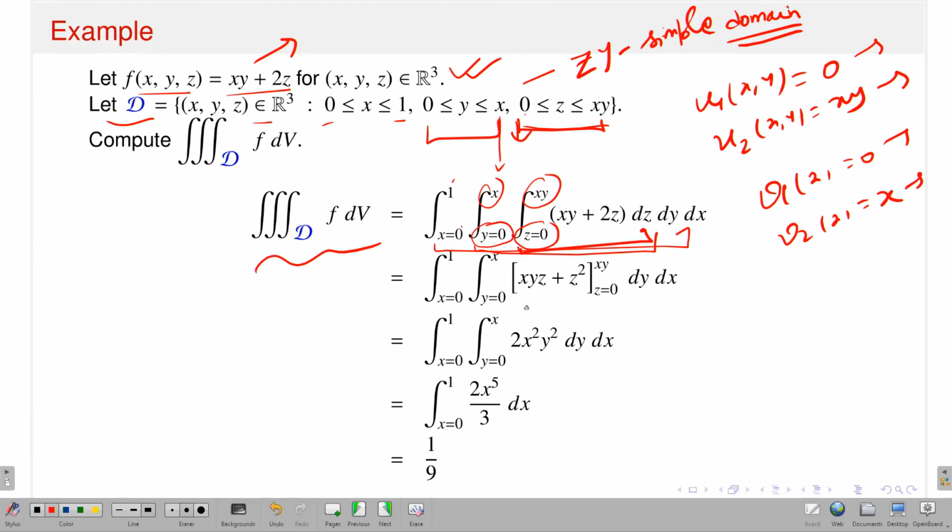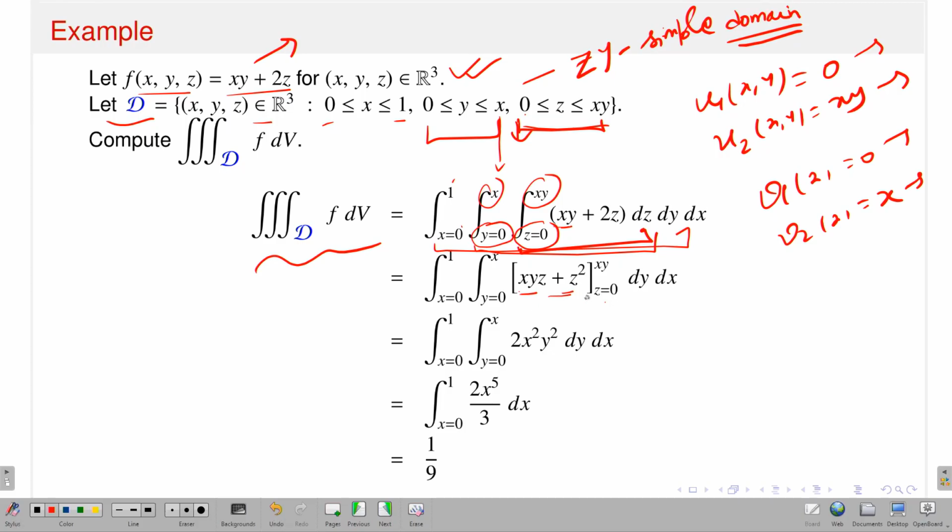So this is z, and the limit should be xy. Of course, first you have to perform the integration with respect to the z variable, that means keep x and y fixed. So with x and y fixed, it is xyz, this will be z square by 2, so the 2 gets cancelled. So what will be the limit? z from 0 to xy.